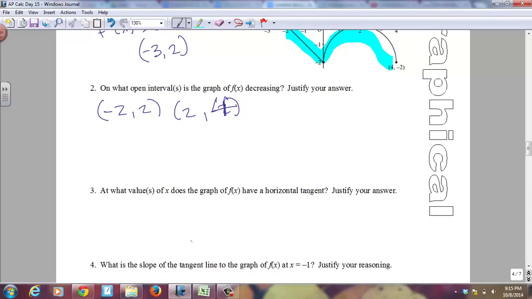So where is there a horizontal tangent? That is happening at -2 and also at 2, because slope or derivative equals 0.